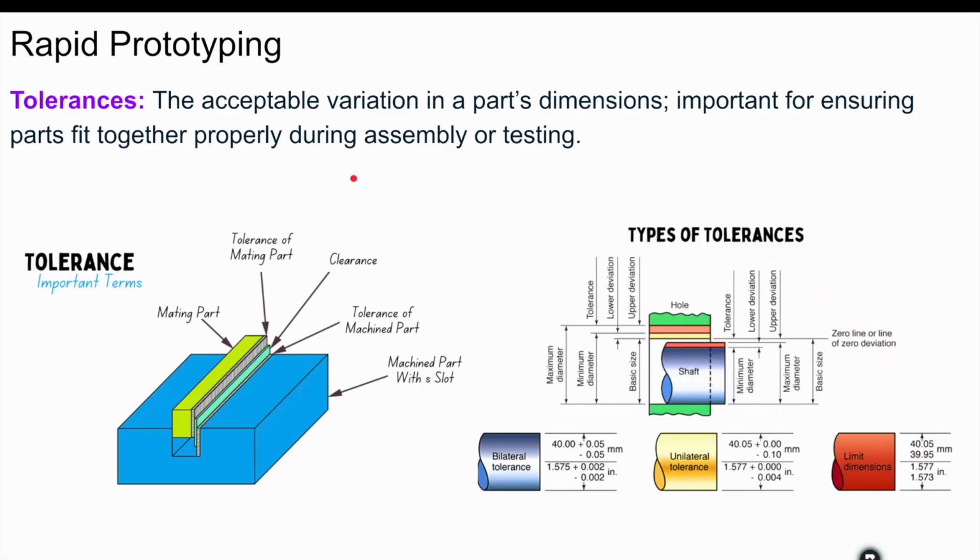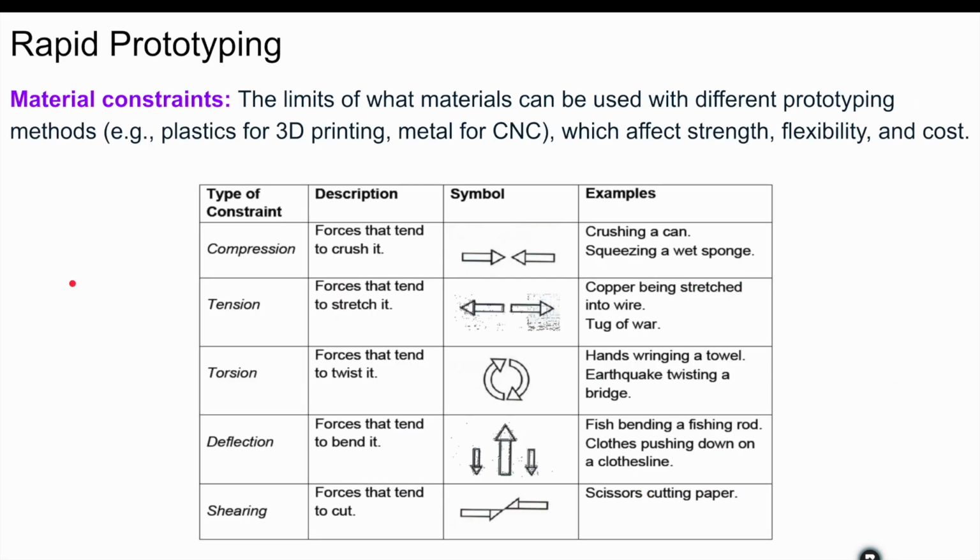Tolerances are the acceptable variation in a part's dimension, important for ensuring that parts fit together properly during assembly or testing. And so you can see here some information about tolerances and clearance. And this is really important whenever you're 3D printing or laser cutting or CNC routing, if you want things to press fit or friction fit. Material constraints are the limits of what materials can be used with different prototyping methods. So plastics for 3D printing, metal for CNC, which affects strength, flexibility, and cost. You also need to pay attention to the different forces that the parts will be under. So compression, tension, torsion, deflection, and shearing are all important considerations.